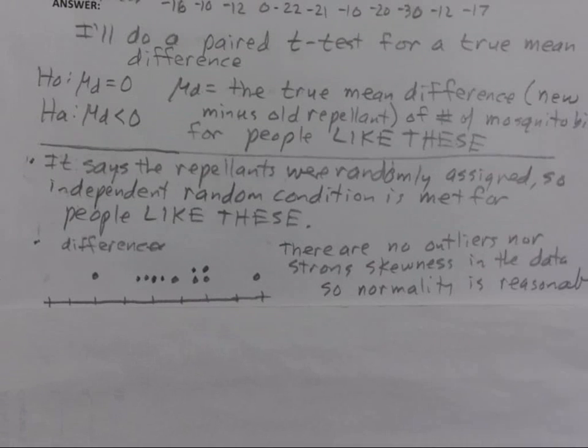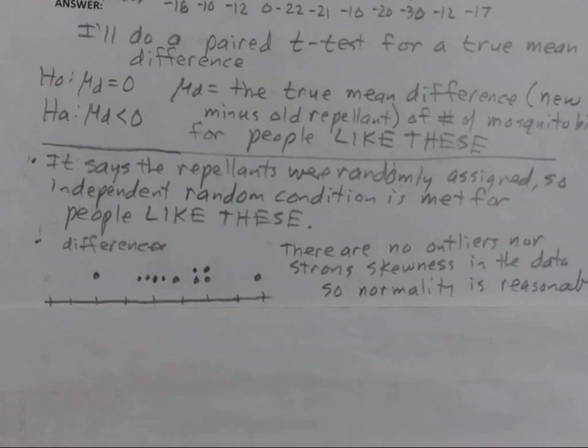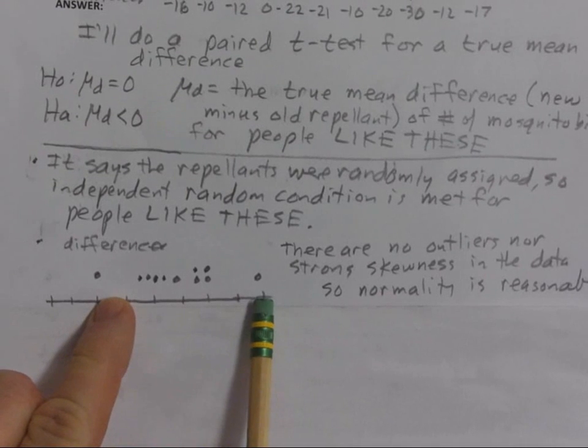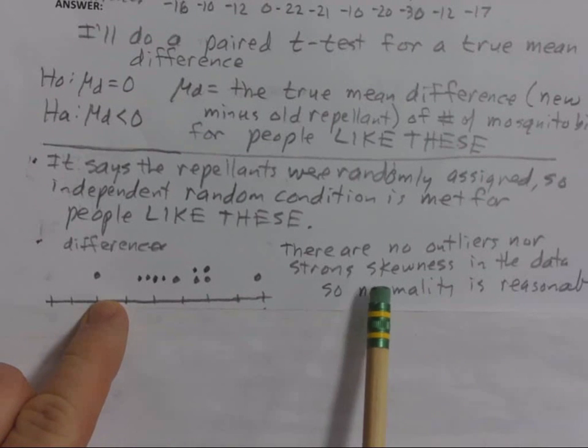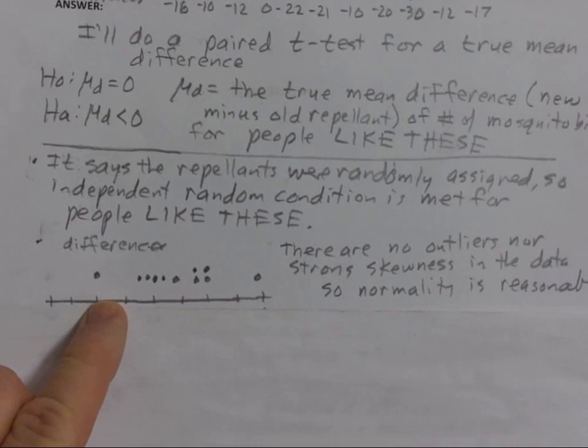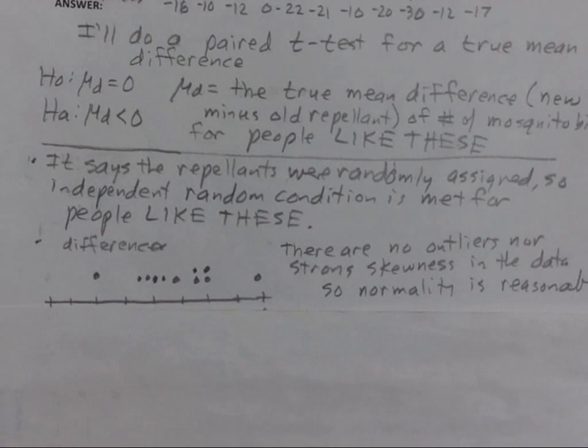If you did check it, and if you did say, hey, there's got to be at least 110 people like this, then that's fine, but you don't have to do it, so I didn't write it out. The other thing is normality. For the one sample deal, our sample size is going to be bigger than 30. It's not. It's only 11. Or it has to say that things vary approximately normally up here. It doesn't. So therefore, you have to graph the differences. There are no outliers nor strong skewness in the data, so normality is reasonable. So that's what we're going to say, just like with the one sample t-test.